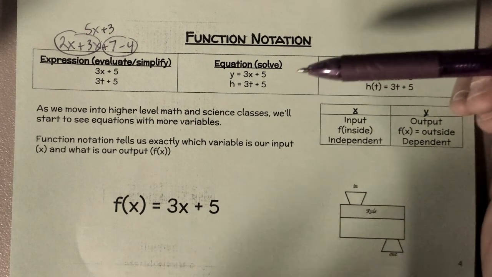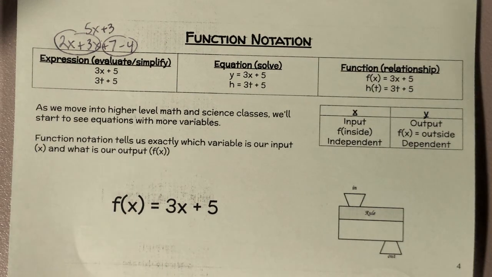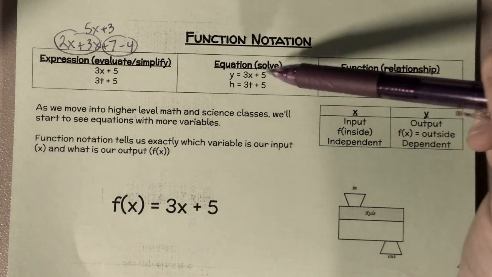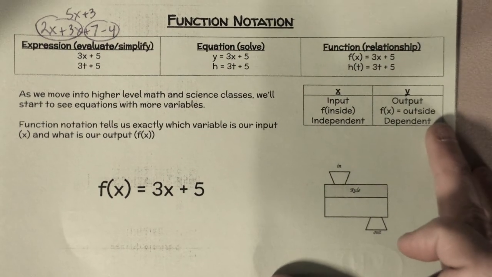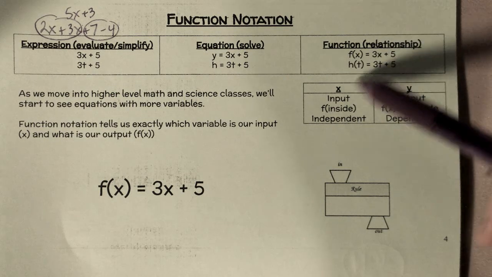So that's one thing. The second one here is an equation. An equation, by definition, has to have an equal sign. If it doesn't have an equal sign, it's not an equation. An equation is something that we can solve, meaning we can figure out what x is worth. Now, a function is a type of relationship. A function is also an equation, but with a function, it gives us a little bit more information.